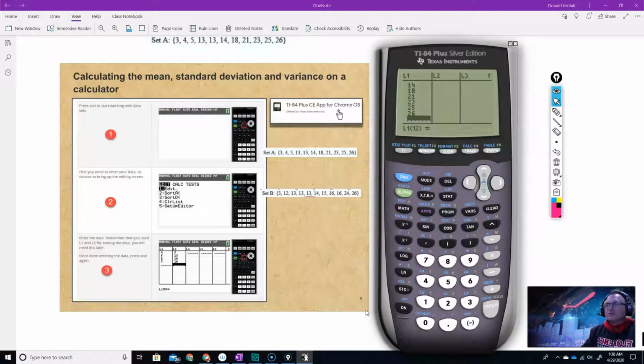So 1, 2, 3, 4, 5, 6, 7, 8, 9, 10, 11. And then to go over to this other list, I just use my arrows. And now I'm going to type in that data.